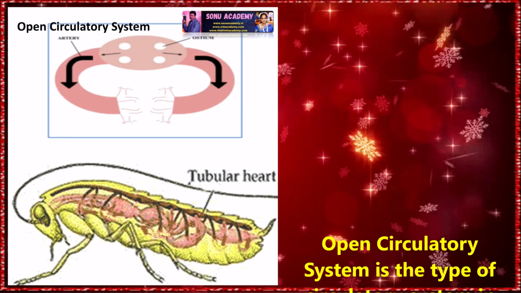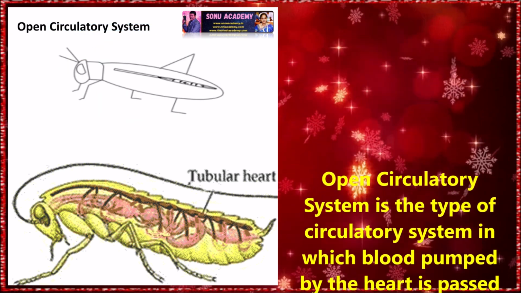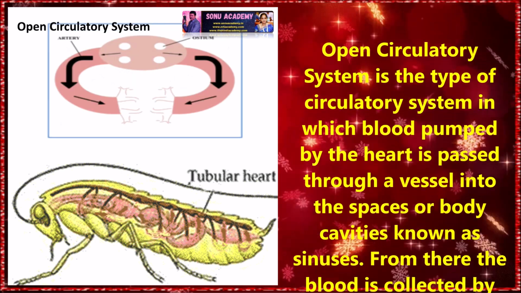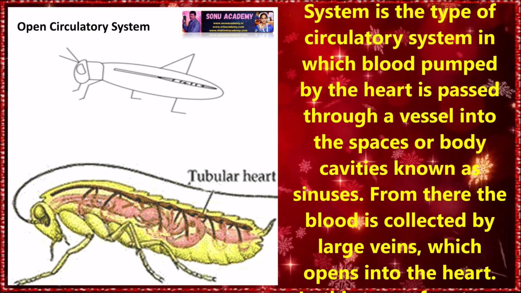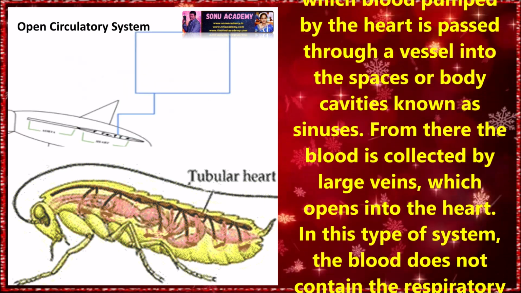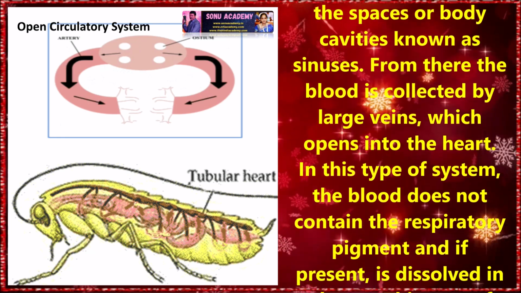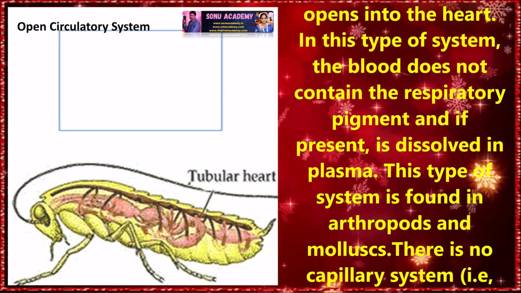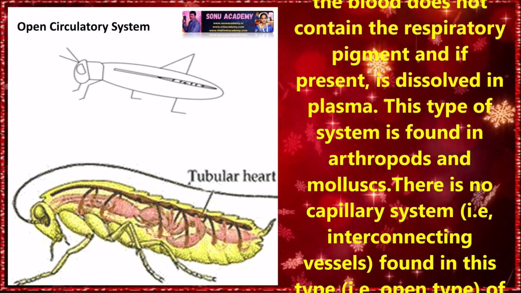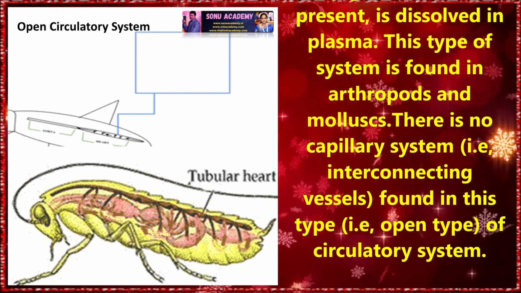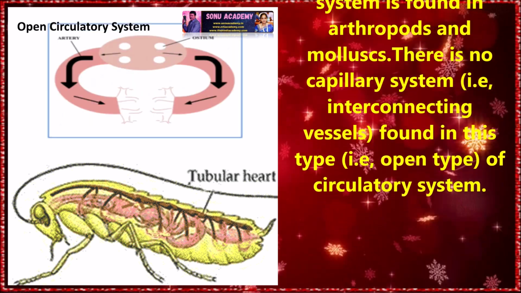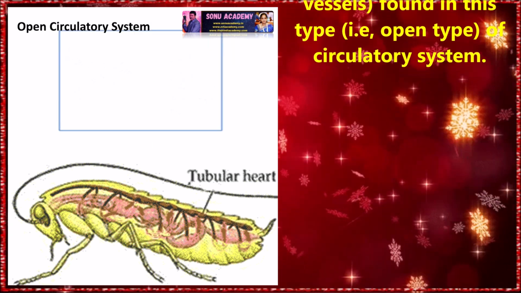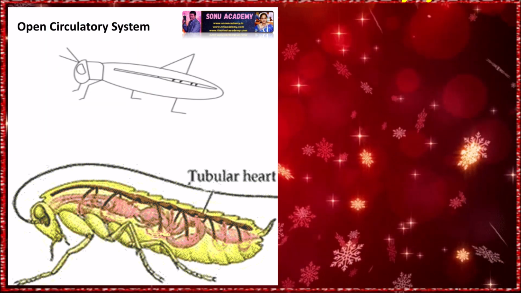Let us discuss in detail the open circulatory system. It is the type of circulatory system in which blood pumped by the heart is passed through a vessel into the spaces or body cavities known as sinuses. From there, the blood is collected by large veins which open into the heart. In this type of system, the blood does not contain a respiratory pigment, and if present, it is dissolved in plasma. This type of system is found in arthropods and molluscs. There is no capillary system found in this type of circulatory system.